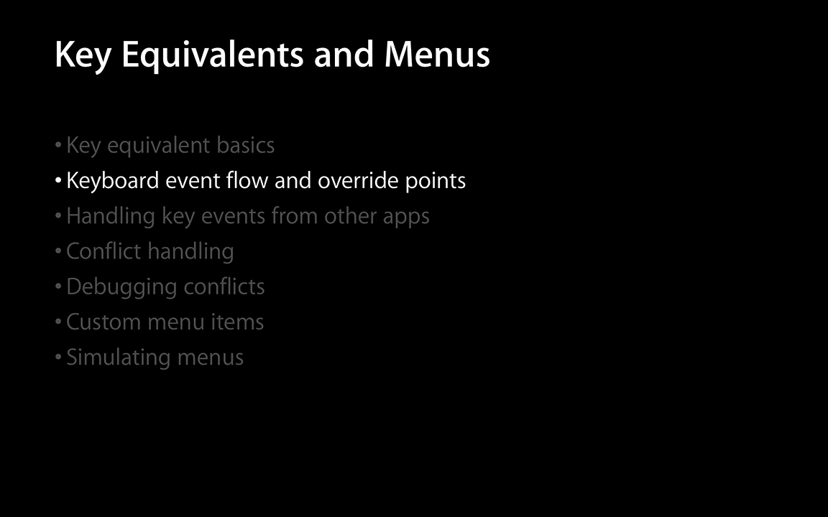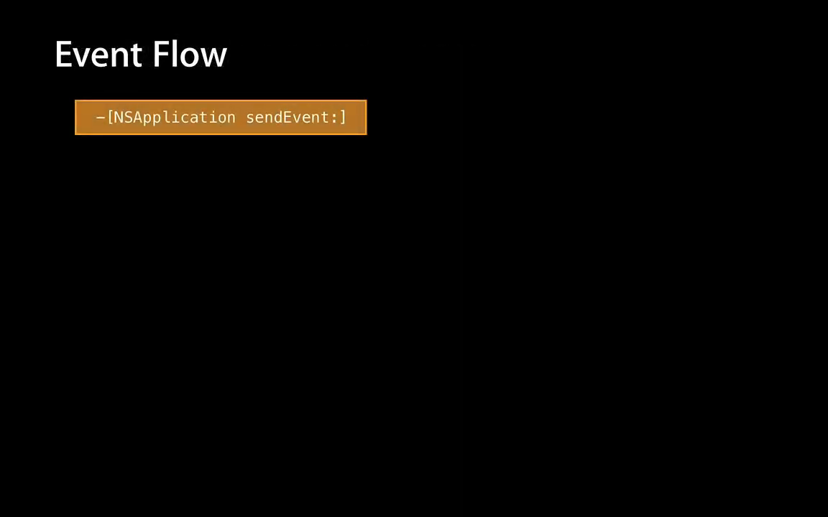What happens when the user actually types an event? Well, event handling always starts in NSApplication sendEvent. That is the earliest point at which you can catch an event. And it's worth noting in this diagram that I'll show you, every orange box represents a point at which your application can override. It's an override point, so you can involve yourself in event handling.